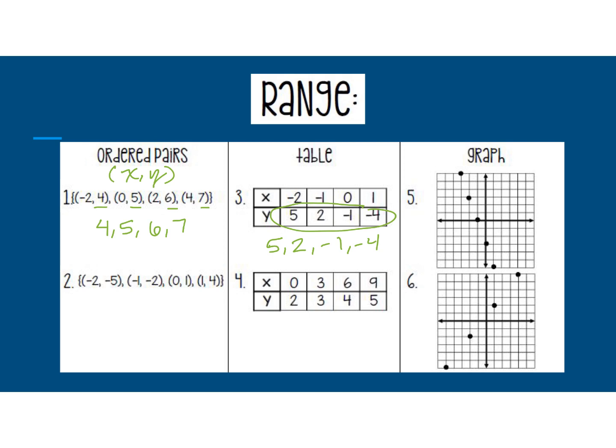And in the graph, we've got, this is going to be a +6, 1, 2, 3, 4, 5, 6, +3, 0, -3, and -6. So those are all of your range values for ordered pairs, tables, and graphs.